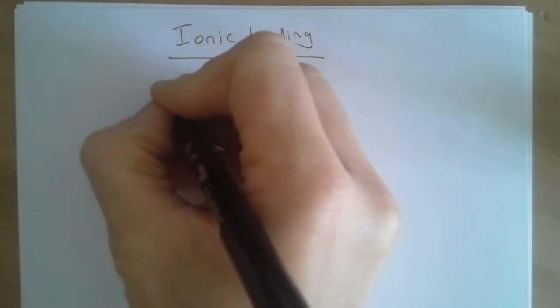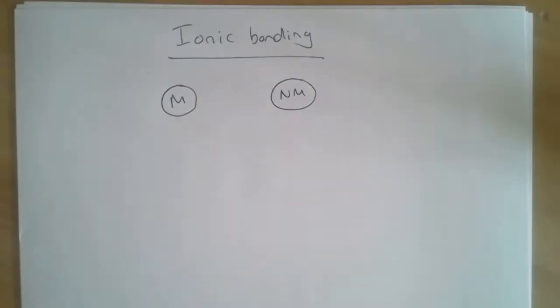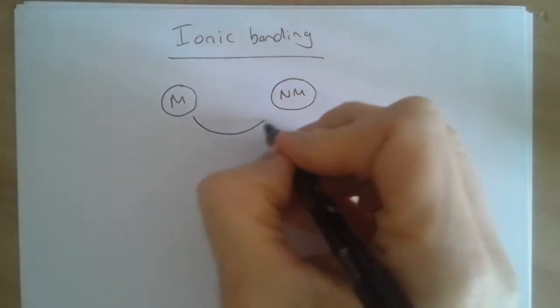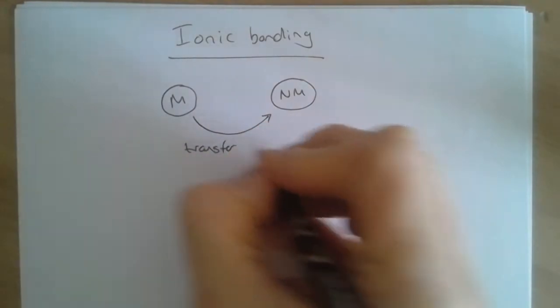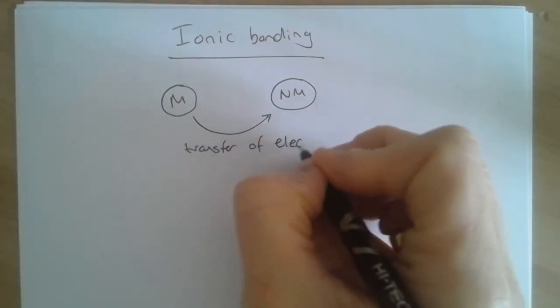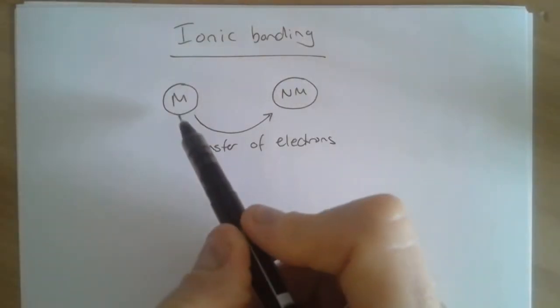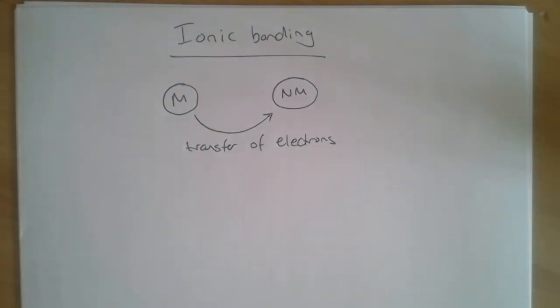So we know that ionic bonding occurs between a metal and a non-metal atom, and what happens is we get a transfer of electrons from the metal to the non-metal. It can be one, it can be more than one. We can have more than one metal atom. We can have more than one non-metal atom. But there is a transfer of electrons from one to the other.